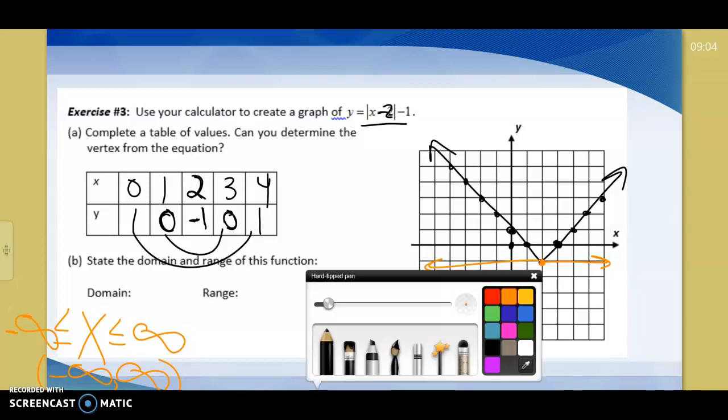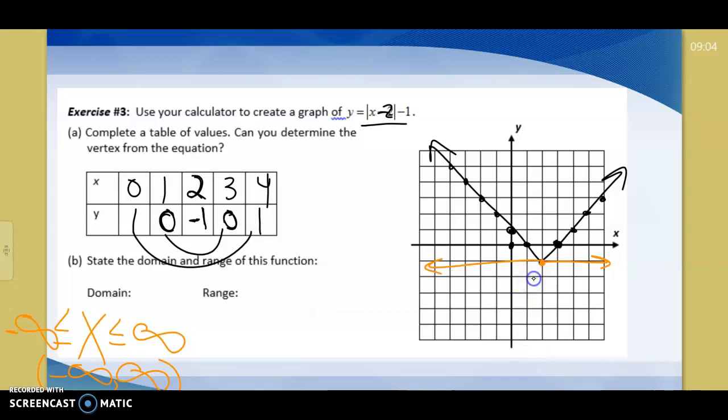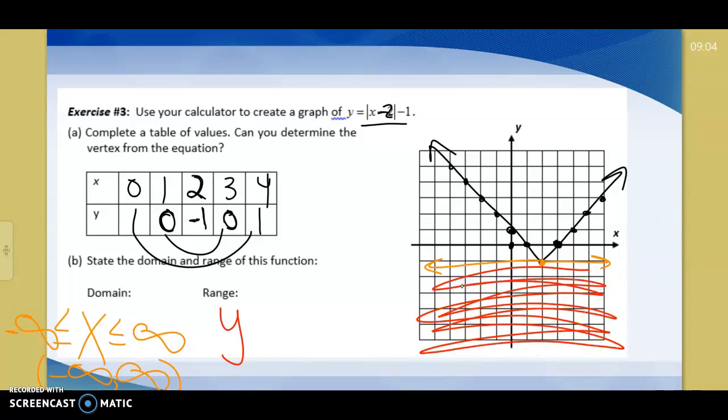Now the range is a little bit different. We are going to leave some out. And the reason why we're leaving some out is because we're talking about the y values. And I don't see anything in this region right here. There are no points plotted. There is no part of that absolute value function that is below this magical y value right here. So this point right here is -1. So that means everything is above that. So greater than or equal to -1.